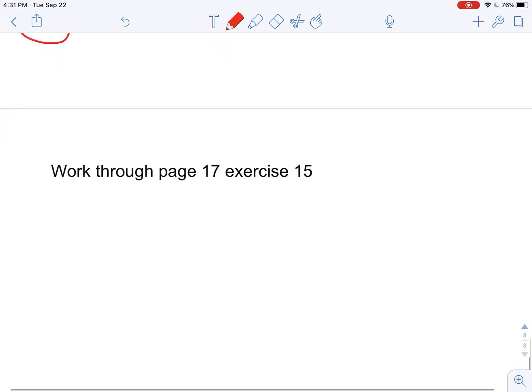For today, I was going to ask you to work through exercise. Let's go to 15. I was going to say 18, but I changed my mind. Let's go through exercise 15 today on page 17.